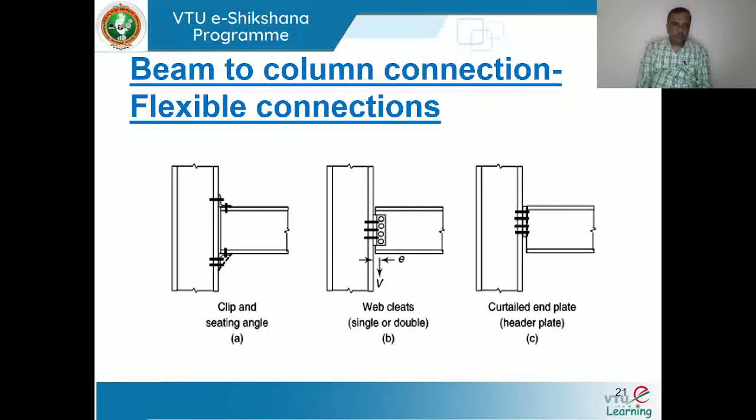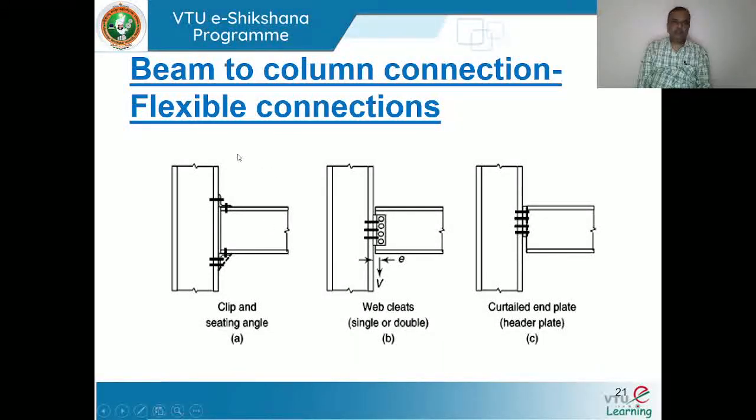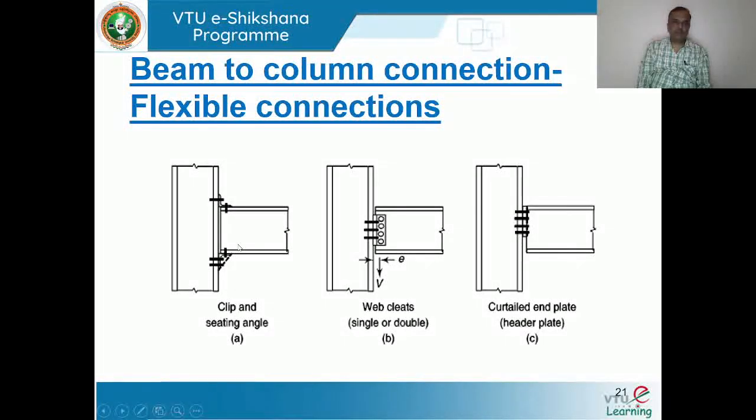The curvature changes gradually from one end to the other end. And if you connect these two members by welding, or by providing a strong connection with angles and a suitable number of bolts, then the connection will become somewhat rigid. So this is where the importance of the flexible connection comes into the picture.